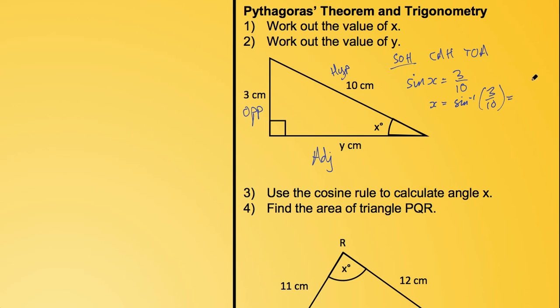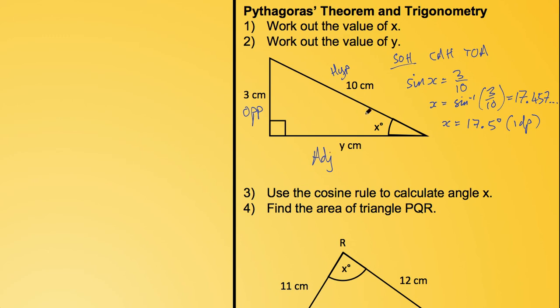which is 17.457. X equals 17.5 degrees to 1 decimal place. Work out the value of y.